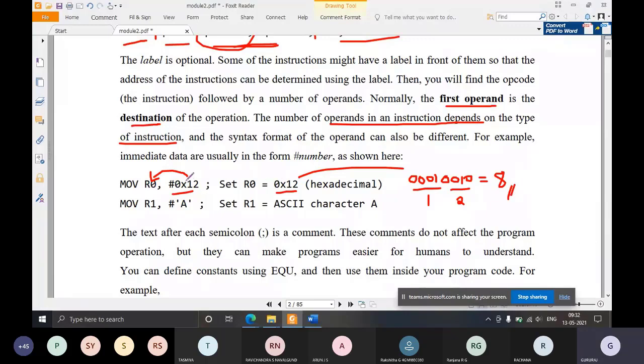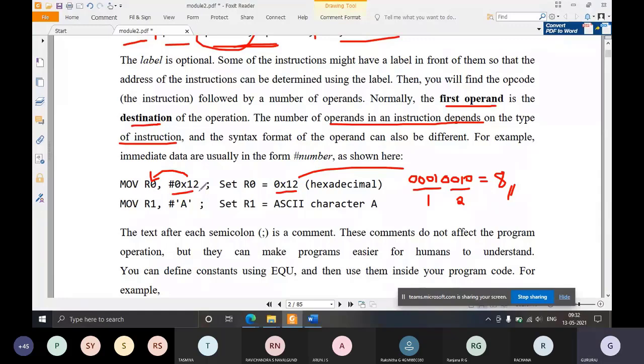So you are trying to move 8 bits of immediate data to a register of 32 bits, which is fine, no problem. Because the maximum capacity is 32 bits, and you are trying to load 8 bits. You can do that. The next possibility is you can load 16 bits to R0. That is also possible. The next possibility is 32 bits, which is also possible.